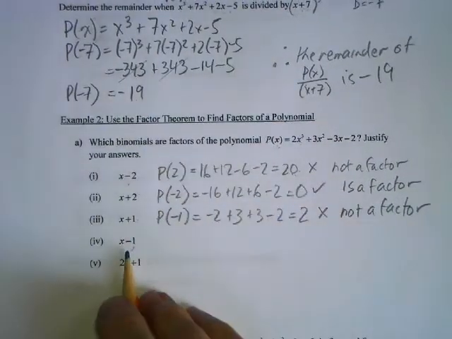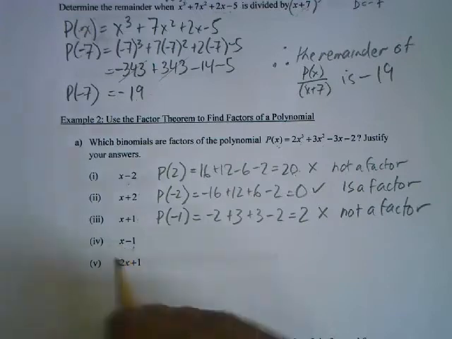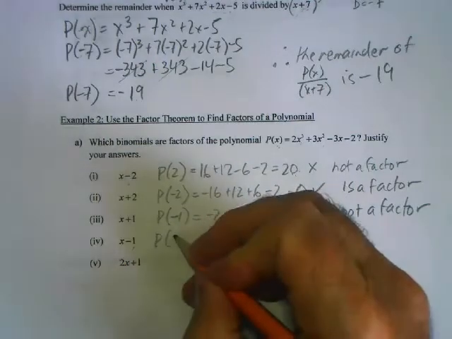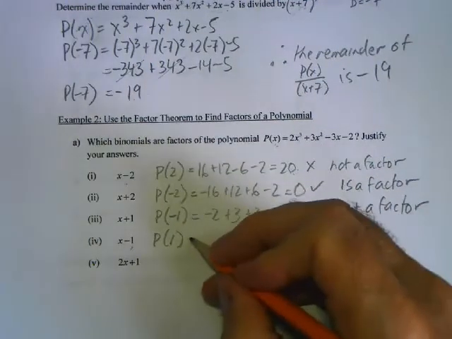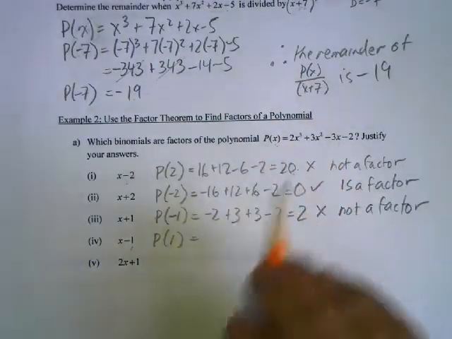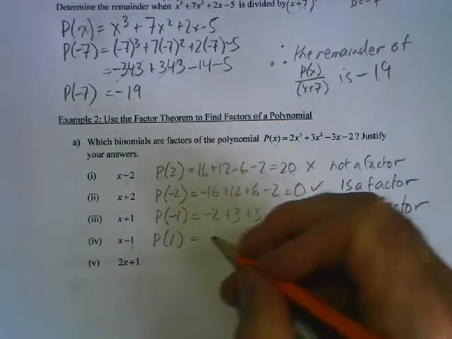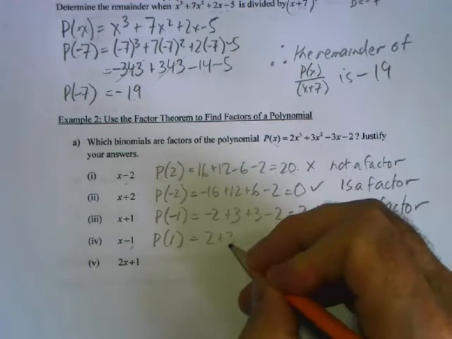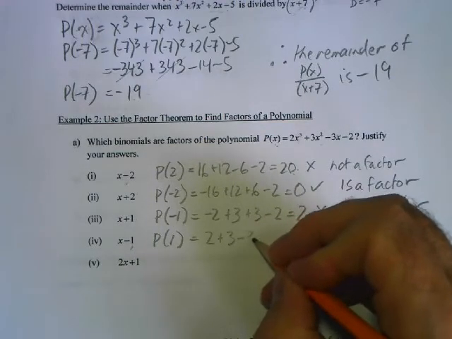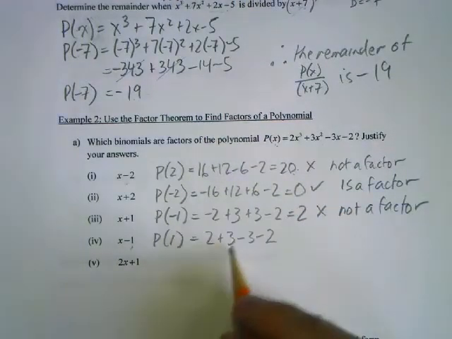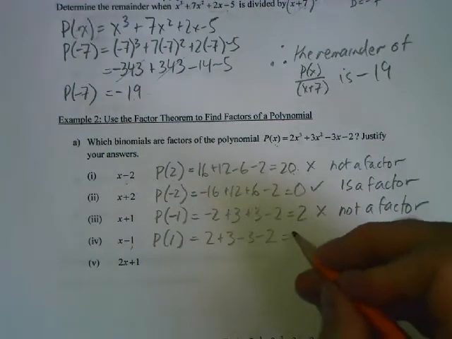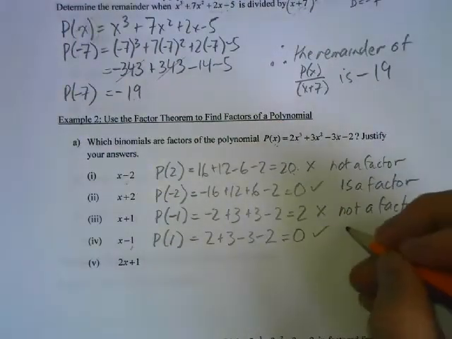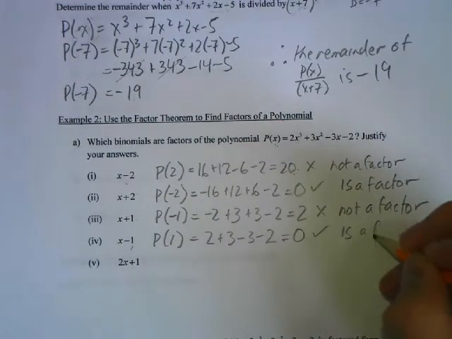Let's try x minus 1 as a factor. That means we test p of 1. When we plug that into the original polynomial function, we get 2 plus 3 minus 3 minus 2. That's positive 5, negative 5. This does equal 0. So that tells us it is a factor.